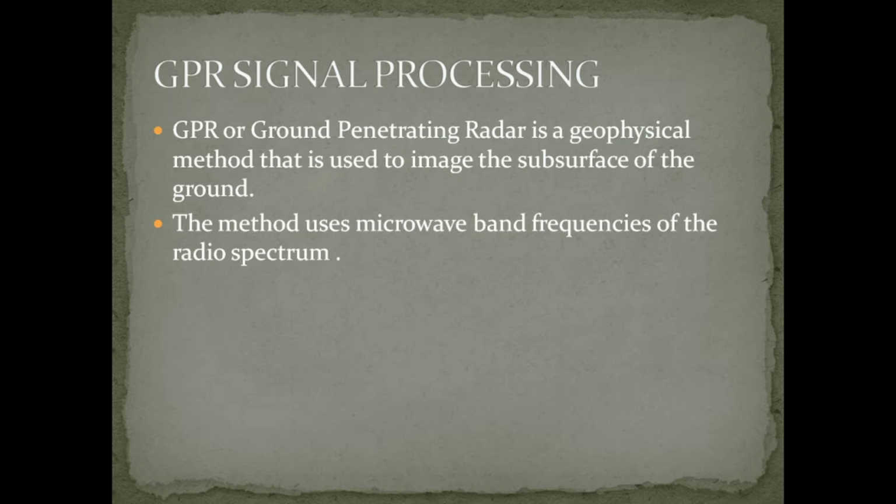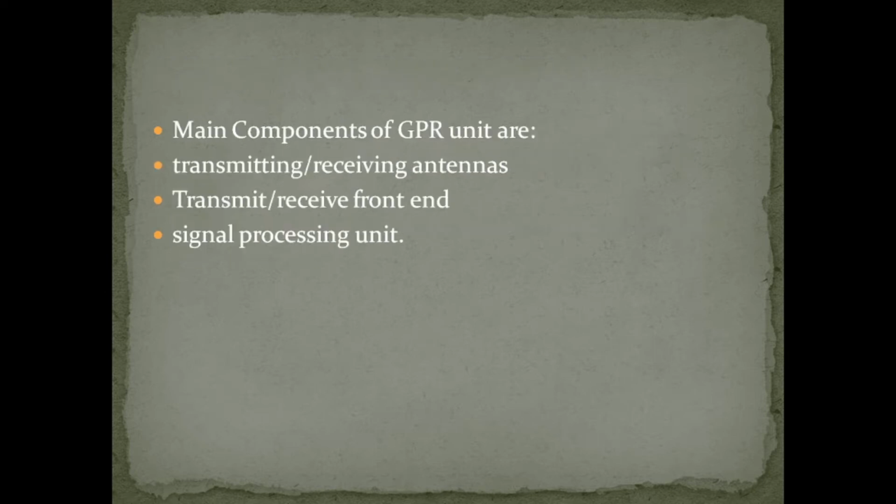Basically, it is used to detect any object under the ground, from which we can detect the size, the location, or what type of object it is. The method uses microwave band frequencies of the radio spectrum. There are three main components of a GPR unit: transmitting and receiving antenna, transmitting and receiving front end, and signal processing unit.